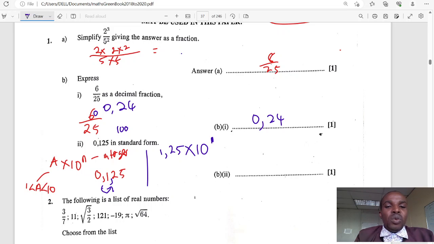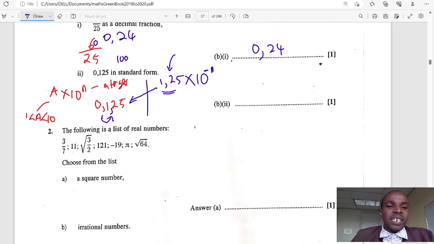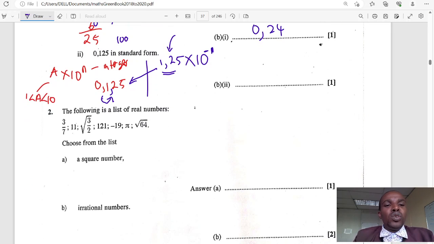Then check: we have moved to the right, so my power is supposed to be negative. This number here is bigger than the original value, so the power will be negative. But if this number is smaller than the original value, then the power will be positive. That's another trick.